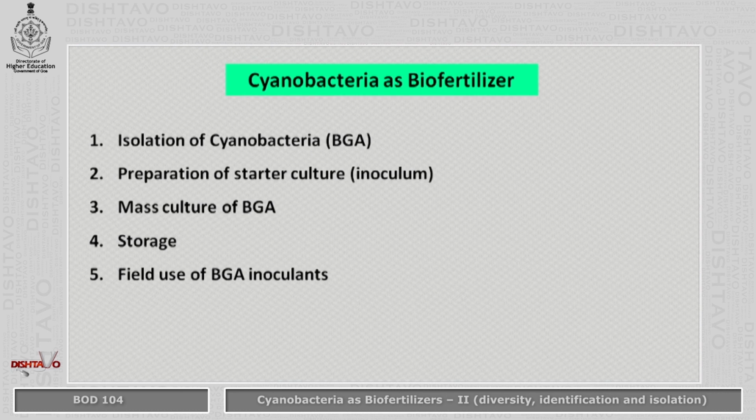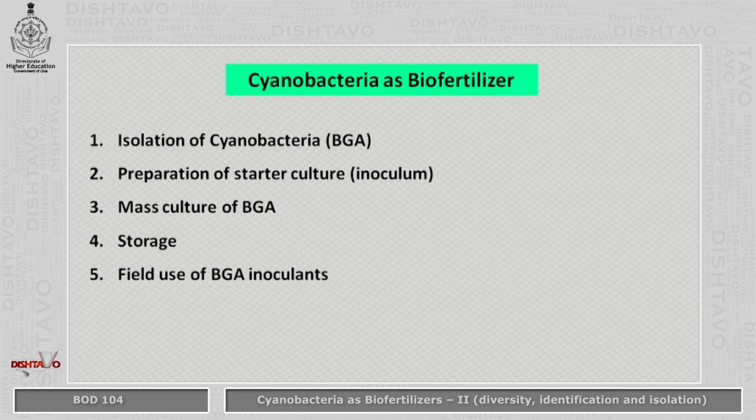When cyanobacteria are used as biofertilizers, there are steps which one needs to follow, which include isolation of cyanobacteria, preparation of starter culture, mass culture of blue-green algae, storage, and field use of blue-green algal inoculants. Now, in the last module, we have already seen how the cyanobacteria are isolated from the soil and how they are cultured to get the pure culture.